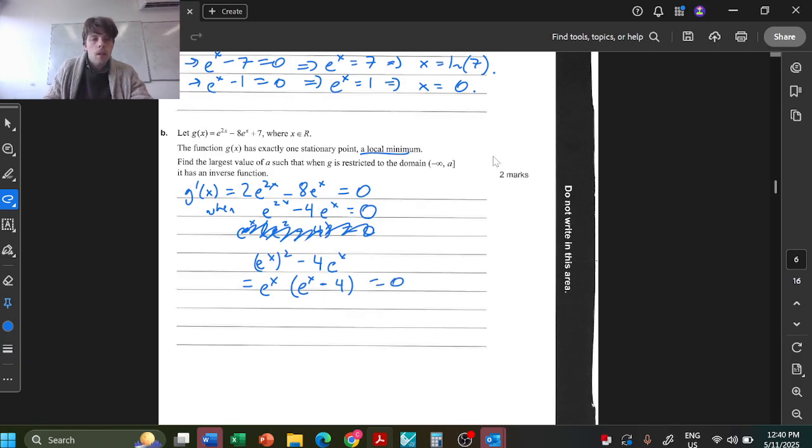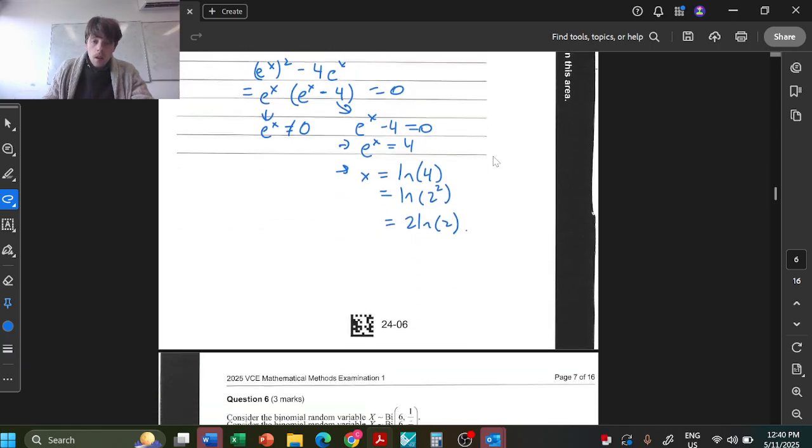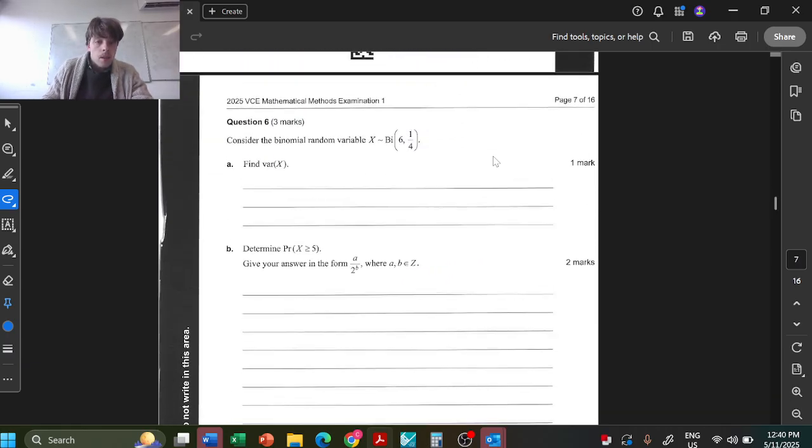If we consider each of these two cases, null factor law on this factorized expression: e to the x does not equal 0. It's not possible, so we just have to look at this side of the equation. So e to the x minus 4 equals 0, implies that e to the x is equal to 4, which implies that x is equal to ln of 4, which we could also write as ln of 2 squared, which is equal to 2 ln of 2. So that's applying our index laws and our logarithm laws to solve that one. All right, they love the quadratics in this little test, I think.